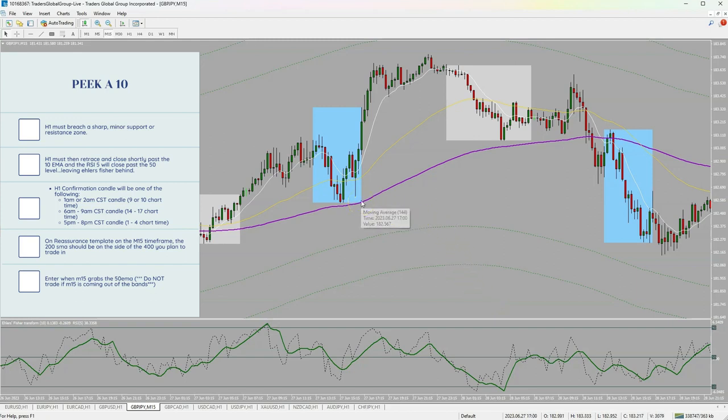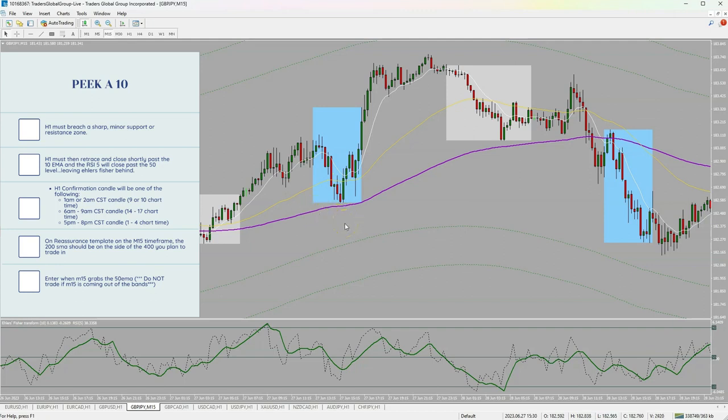Now, with this particular setup, nine times out of ten, as soon as the confirmation candle ends, you're already going to be ready to enter the trade. Like, as soon as the hour changes over, bam, you're already on the opposite side of the 50 EMA. And when I say grab the 50, I should rephrase that.